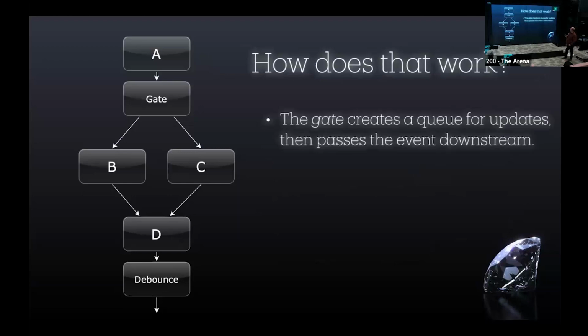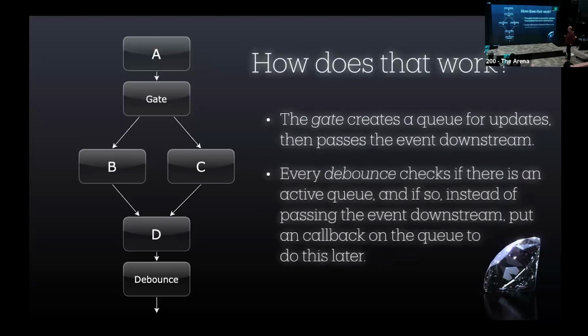Yeah, so how does that work in practice then? So the gate creates this queue of updates to initialize this whole process. And then the debounce checks that when it receives a value, is there an active queue started by the gate? That's sort of the stop signal that we have this queue in place. And if we have one, instead of sending the value onwards, it will just register a callback in the queue that will send a value onwards, but it won't happen yet.